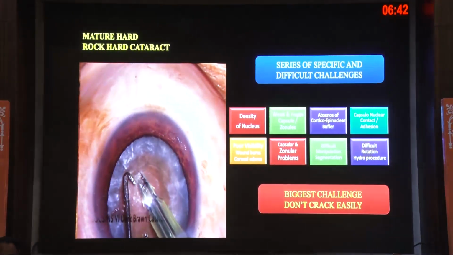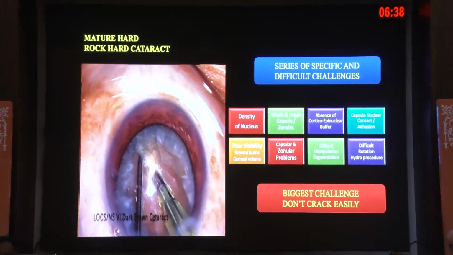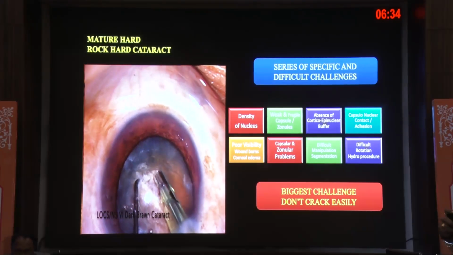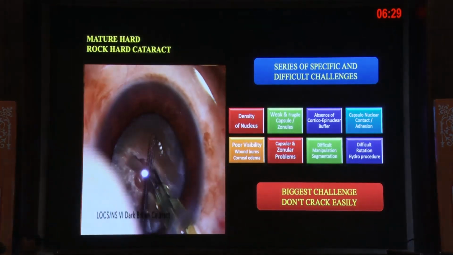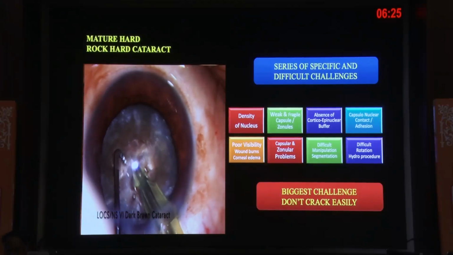These cataracts have a very dense nucleus, very large nucleus. The capsule is very weak, zonules are weak. There is no buffer behind the nucleus. Nucleus is essentially sitting on that weak capsule. And at the same time, the nucleus doesn't crack many times, whatever you do.